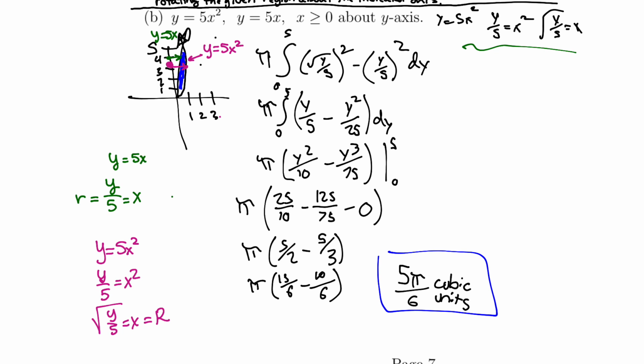So if there's no questions, we're going to stretch our brain, and we are going to take that same shape, which is a funky shape, but we worked with it. You don't need to get answers. You just want to set your integrals up this time. Take that same shape, but rotate it around two different lines. The first line is x equals negative 3. The second line is x equals 7.